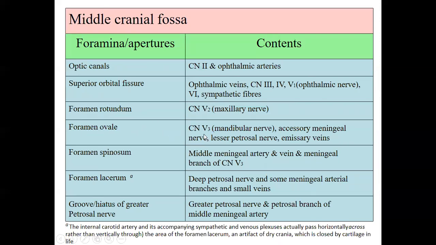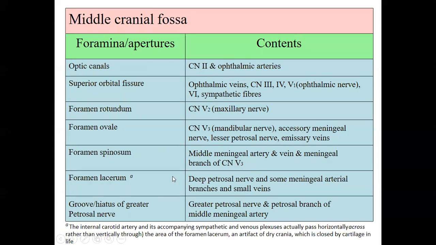And then in foramen ovale, we have the mandibular division of the trigeminal nerve, or mandibular nerve. We also have the accessory meningeal nerve, the lesser petrosal nerve and an emissary vein also passing through the foramen ovale. And for the foramen spinosum, we have the middle meningeal artery and vein and the meningeal branch of the mandibular division of the trigeminal nerve, also passing through the foramen spinosum.